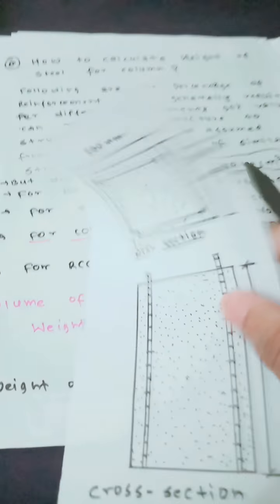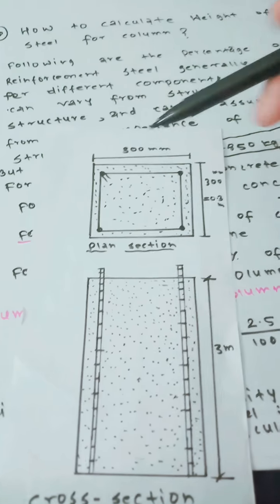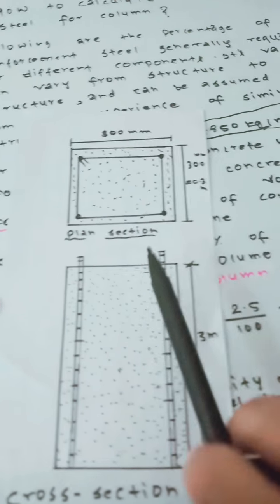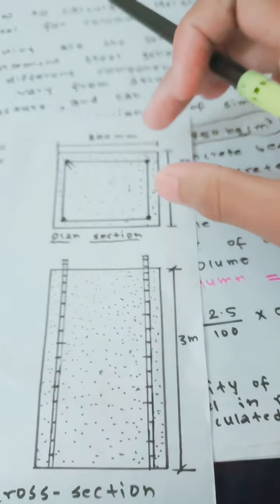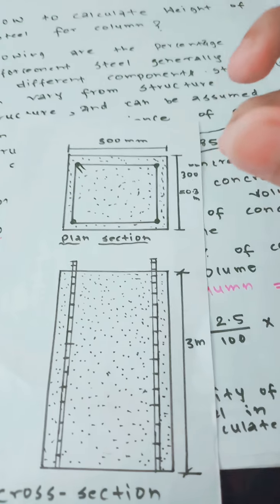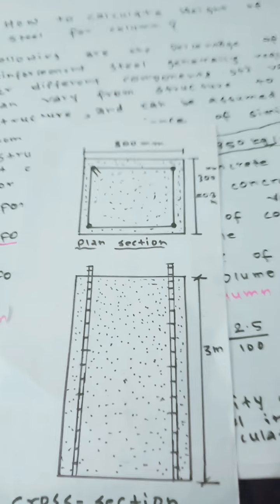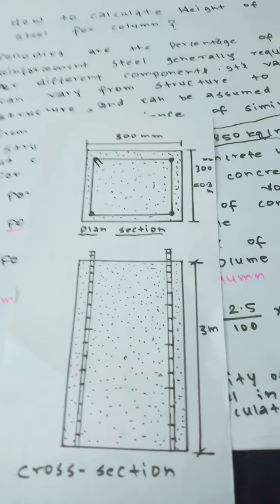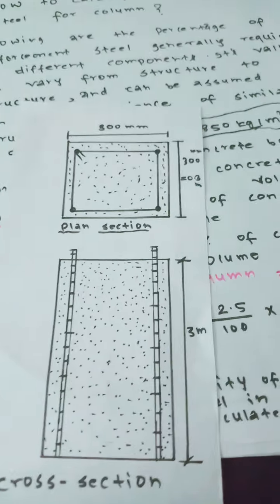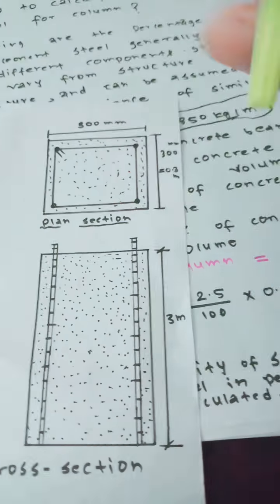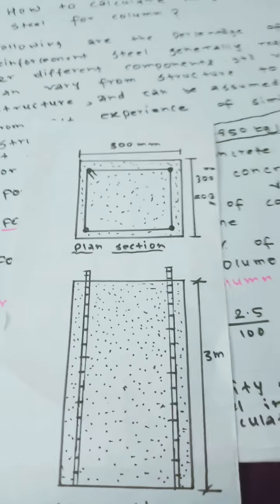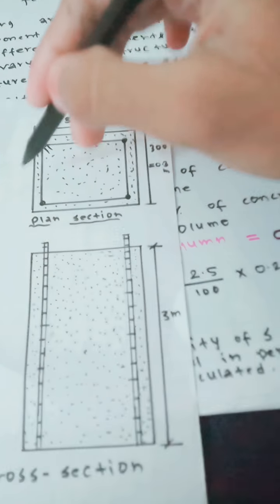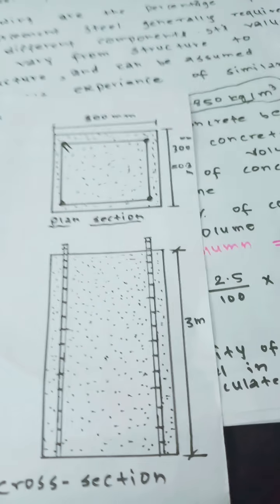For this column, I have here my plan section. Basically, a column is always in a square shape. First of all, from where we are digging, we make a square shape, and then we start to build from there. We start to work from there.